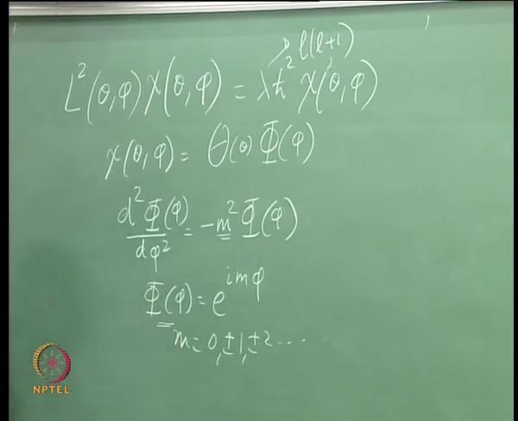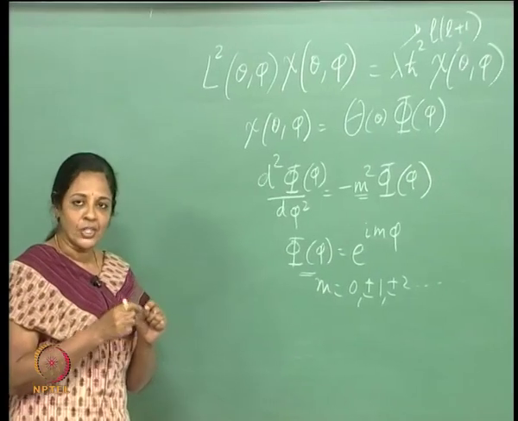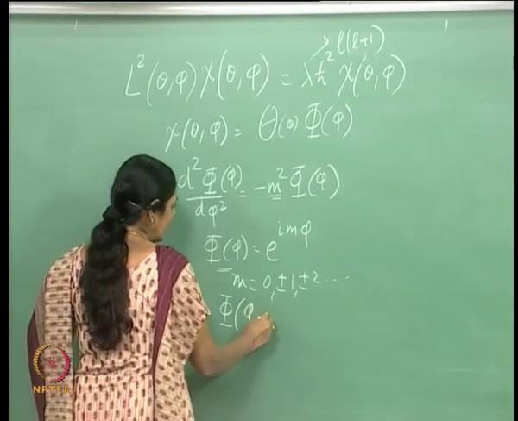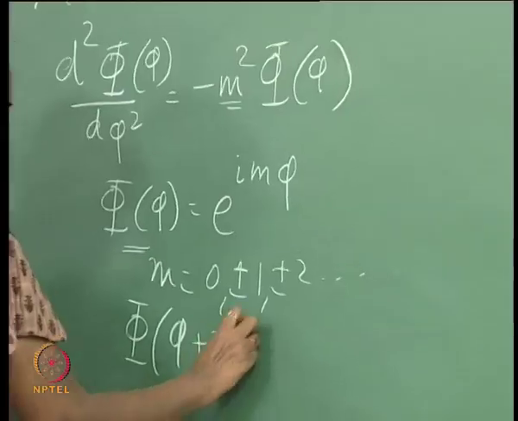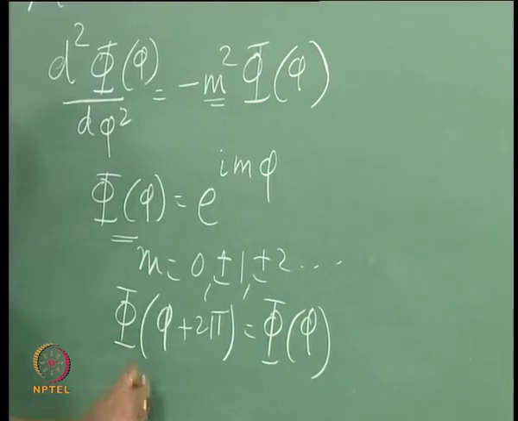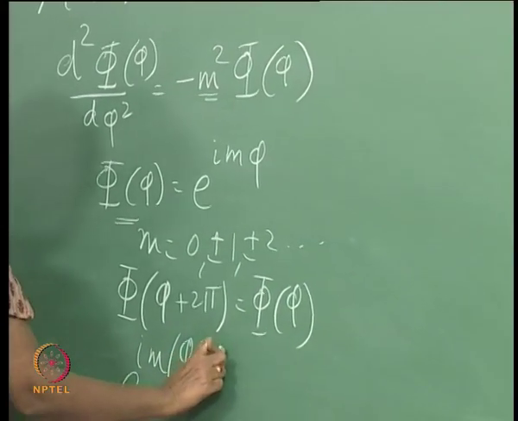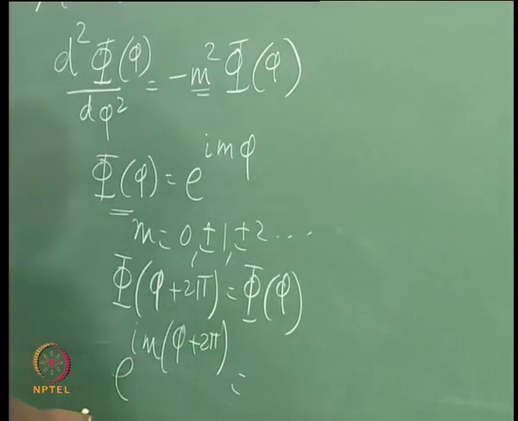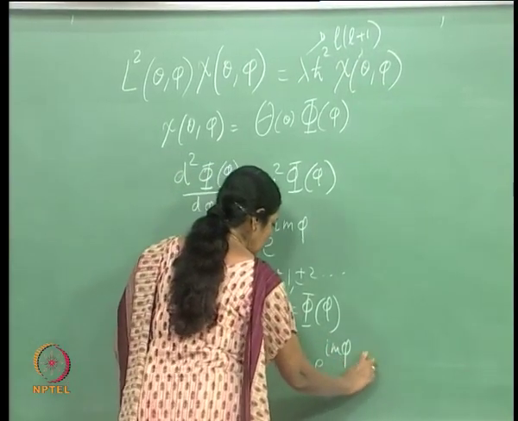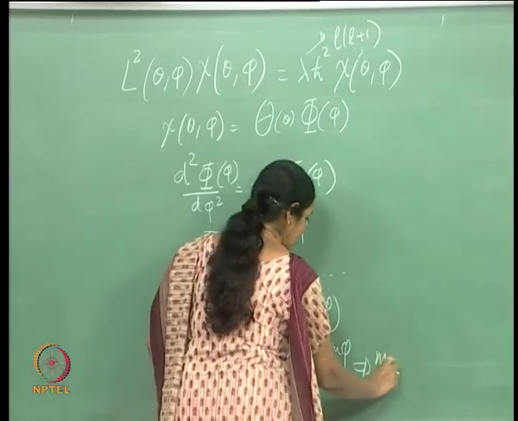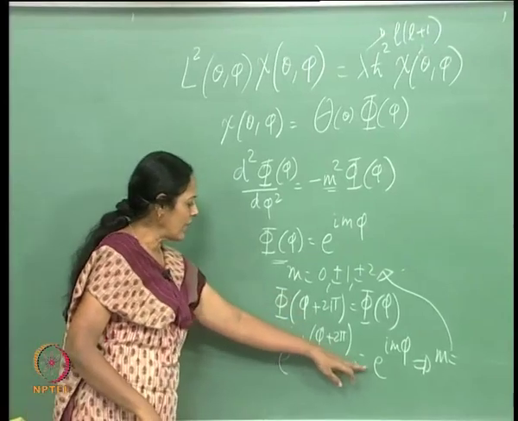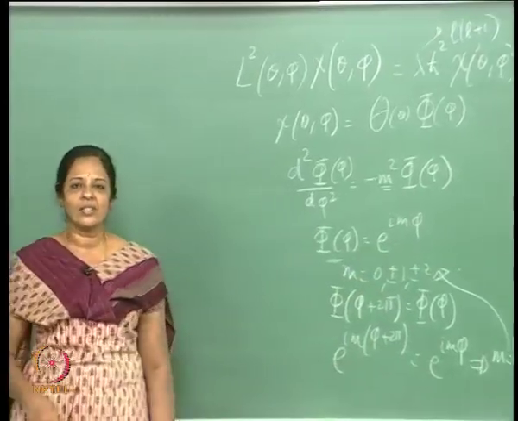The wave function should be single valued at any physical point, and therefore phi of phi plus 2 pi must be equal to phi of phi. What does that mean? E to the I m (phi plus 2 pi) is e to the I m phi, which implies that m takes integer values. So that's how I get quantization of m.